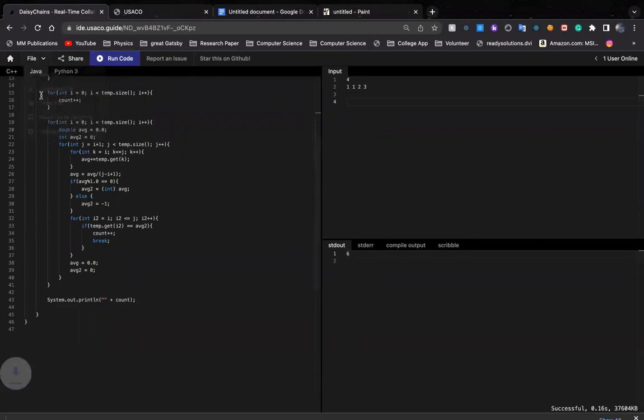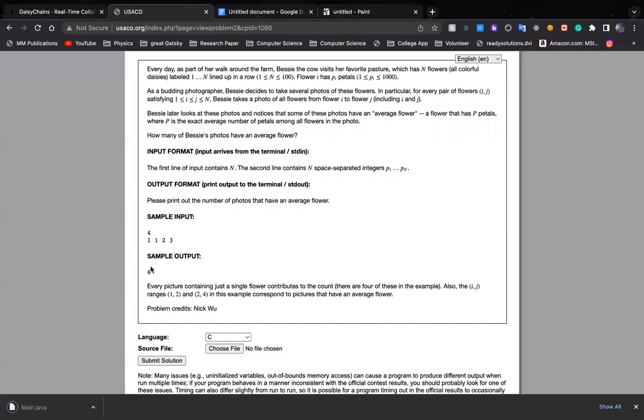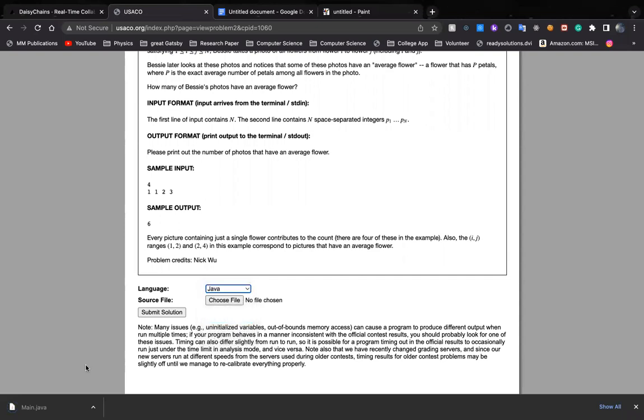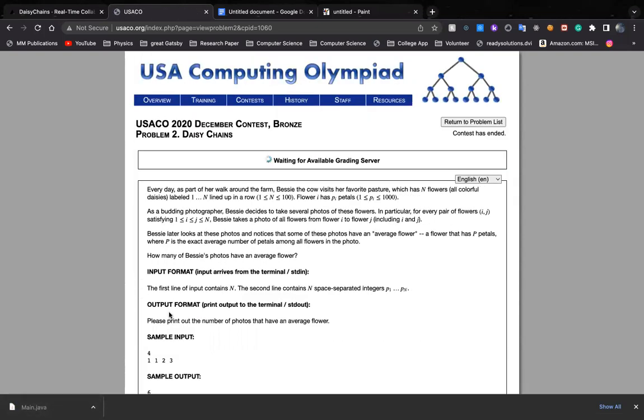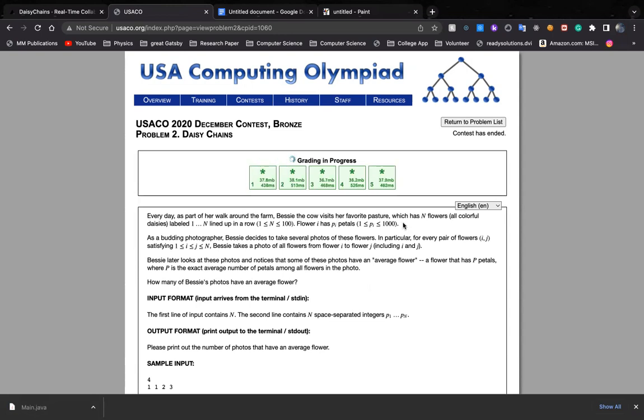So we're going to download this file, go to the Java submission, and submit, and it should work for all the test cases. And yep, it's working for all the test cases.